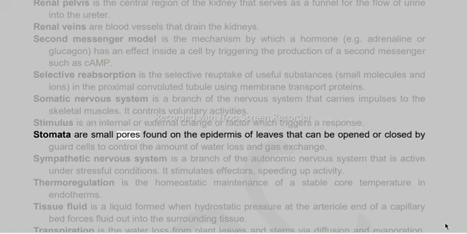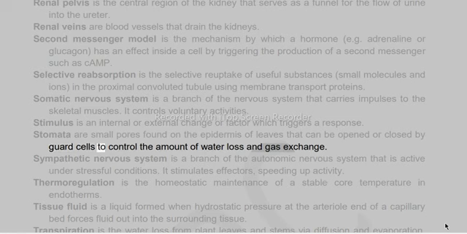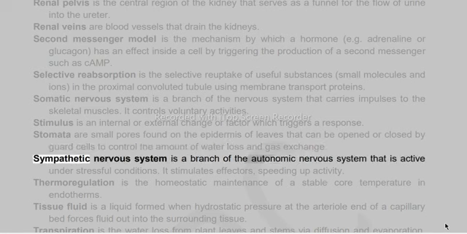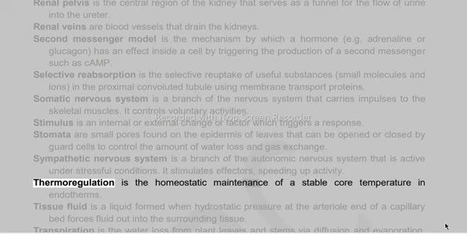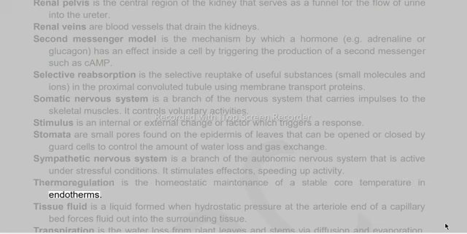Stomata are small pores found on the epidermis of leaves that can be opened or closed by guard cells to control the amount of water loss and gas exchange. Sympathetic nervous system is a branch of the autonomic nervous system that is active under stressful conditions. It stimulates effectors, speeding up activity. Thermoregulation is the homeostatic maintenance of a stable core temperature in endotherms.